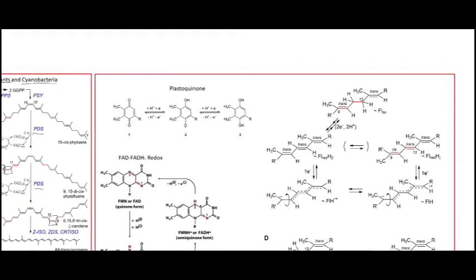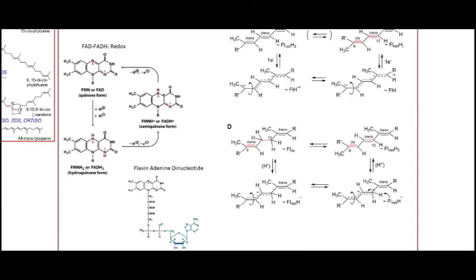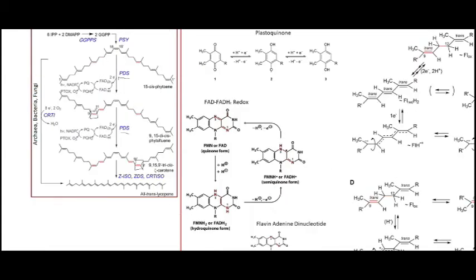And so the mechanism for that, or at least the proposed mechanisms. One of the things we need for this, we can see here, is the FAD, which is flavin adenine dinucleotide. It's similar to NADPH, the nicotinamide adenine dinucleotide, and that's doing the redox reaction, passing those electrons onto the plastoquinone, which is this up here.